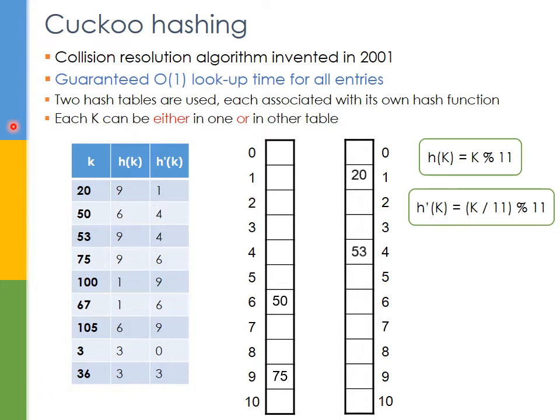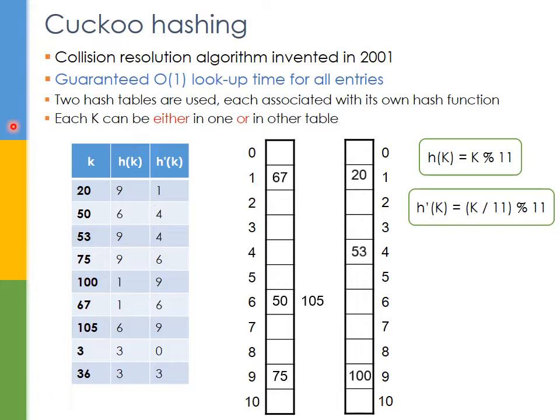Next up we have 100. For the key 100, its first hash is 1 and it's not taken, so that's quite easy. Then we have 67, and 67 is competing with 100 for position 1. So once again, 67 is going to kick 100 out of the cell, and 100 will have to go for its secondary hash, which is 9, and it will take that place 9 in the second table, and 67 takes its place.